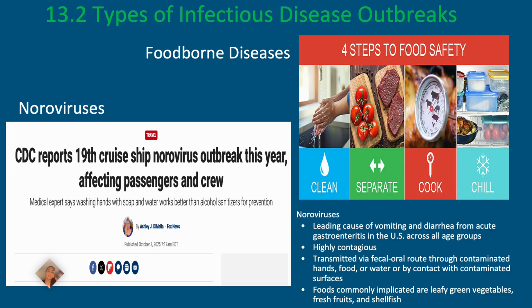So norovirus is the leading cause of vomiting and diarrhea from acute gastroenteritis in the United States across all age groups. It's highly contagious. It's transmitted via the fecal-oral route, contaminated through hands, food, or water by direct contact or contaminated surfaces. The foods commonly implicated are leafy green vegetables, fresh fruits, and shellfish. We can see this here. It's about washing the fruits and vegetables well, washing the hands well.